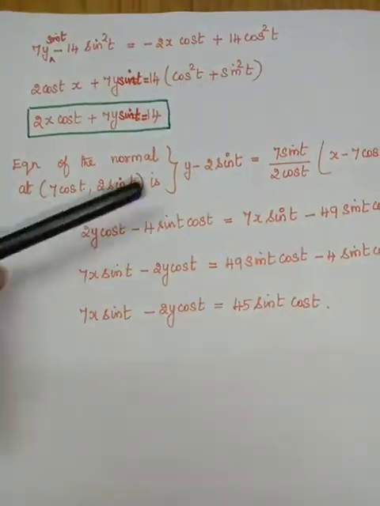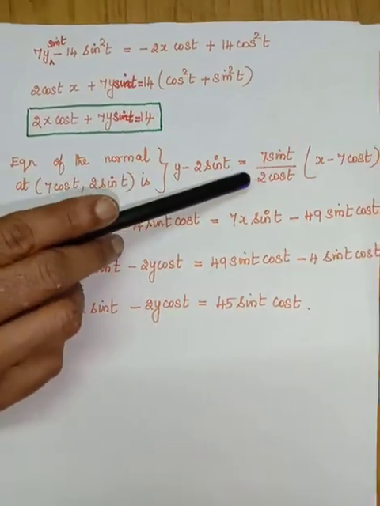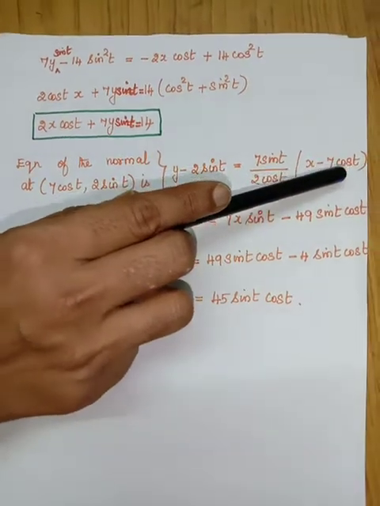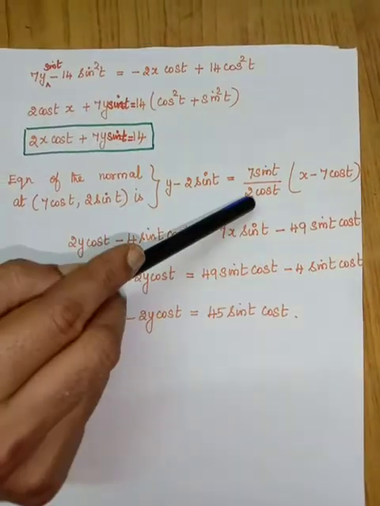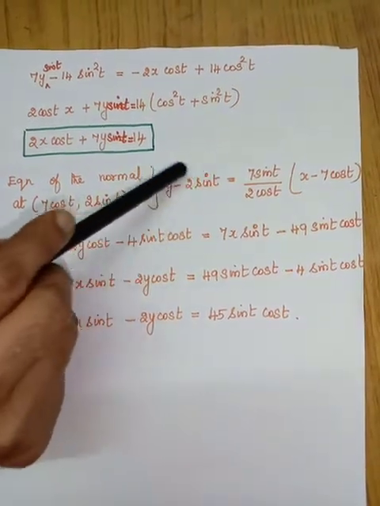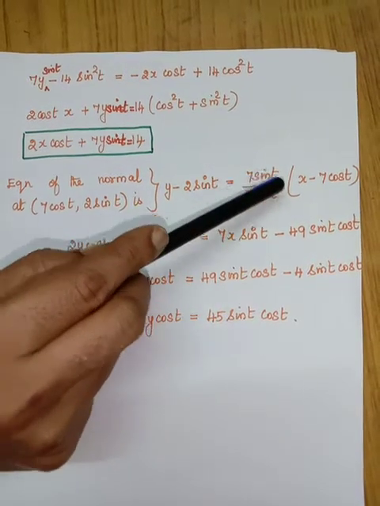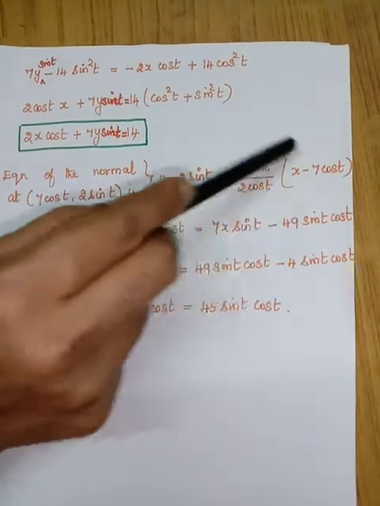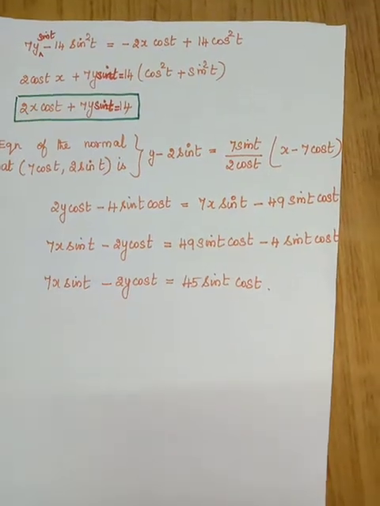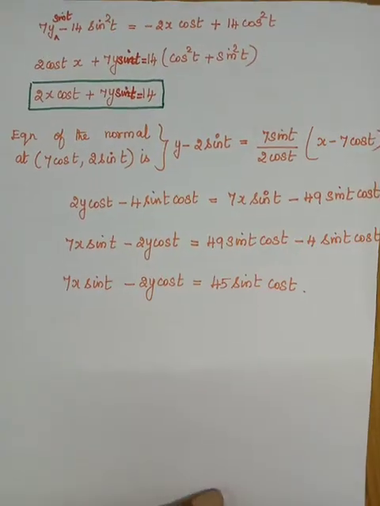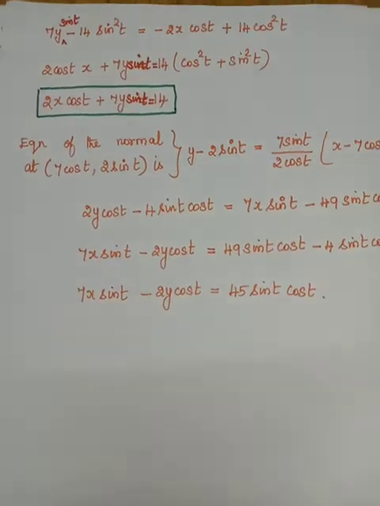Okay, so it will become 7 sin t divided by 2 cos t into x minus 7 cos t. The same way, you have to multiply the left side with the denominator, and the numerator has to be multiplied. If you arrange x, y and the remaining constant, you will get the equation of the normal.